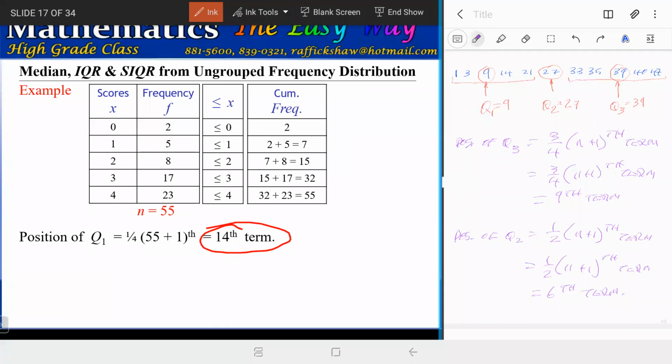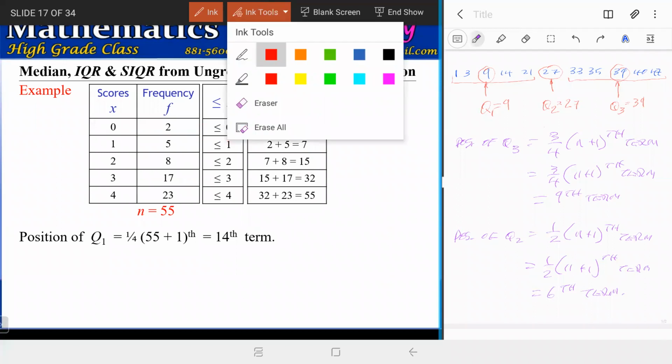Somebody look at the table and tell me which line would have the 14th term. Look, when I finish this line, I have 2 terms. When I finish this line, I have 7 terms. When I finish this line, I have a total of 15 terms. When I finish this line, I have a total of 32 terms. When I finish with this line, I have a total of 55 terms. The third line, sir. The third line, beautiful.